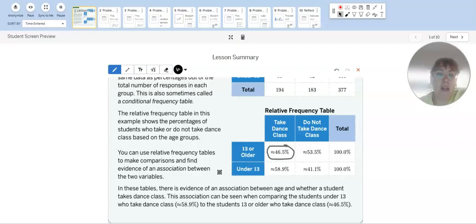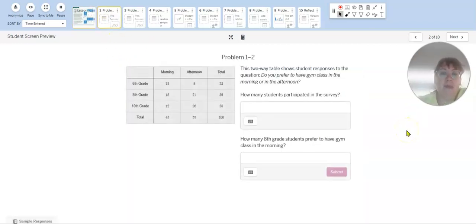We can use these relative frequency tables to make comparisons and find evidence of an association between two variables. In these tables, it looks like there is evidence of an association between age and whether a student takes dance class. The association can be seen when comparing the students under 13 who take dance class, which is 58.9%, to the students older that take it, 46.5%. So we can see that you're more likely to take a dance class when you're under 13 than when you are older. Let's go to slide 2.